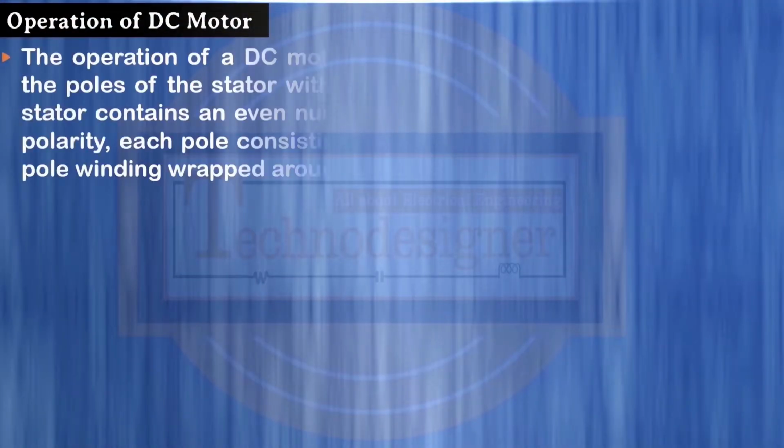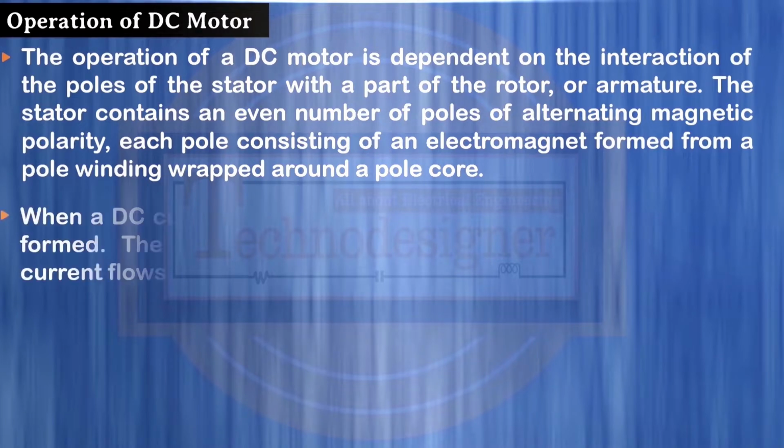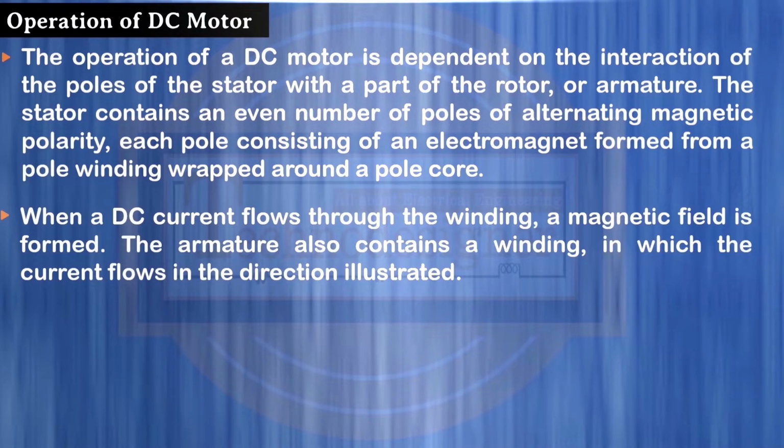Now we are discussing the operation of DC motors. The operation of a DC motor is dependent on the interaction of the poles of the stator with a part of the rotor or armature. The stator contains an even number of poles of alternating magnetic polarity, each pole consisting of an electromagnet formed from a pole winding wrapped around a pole core.